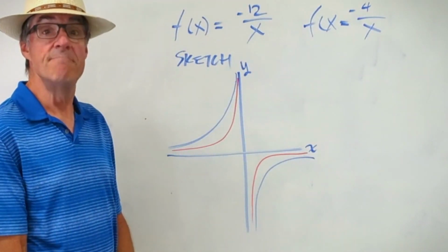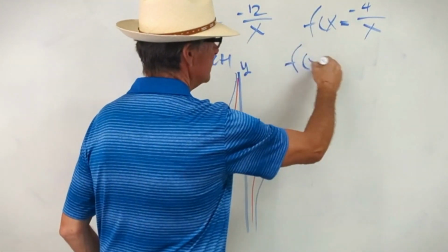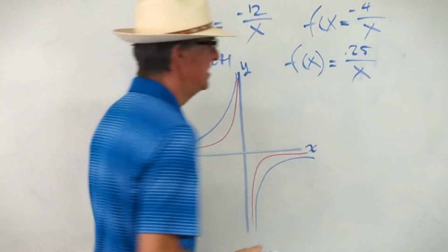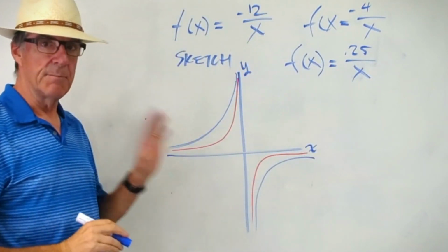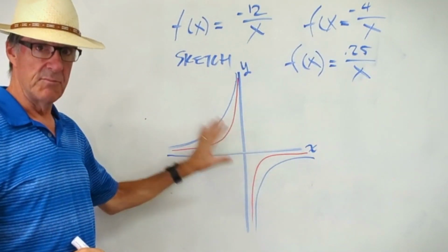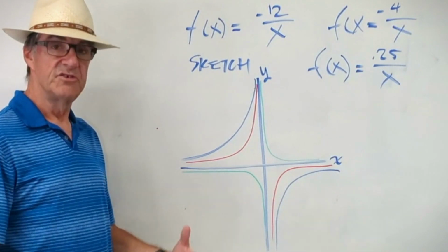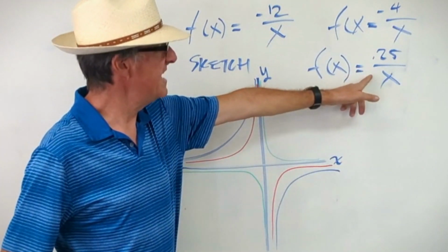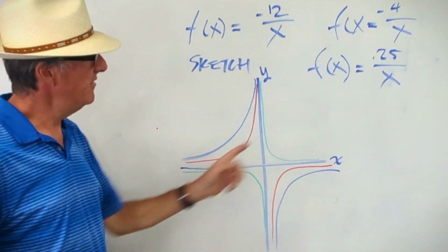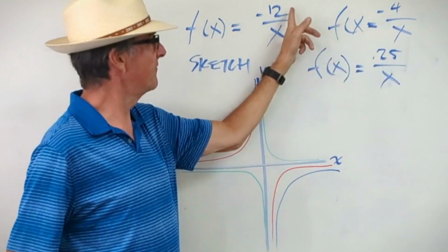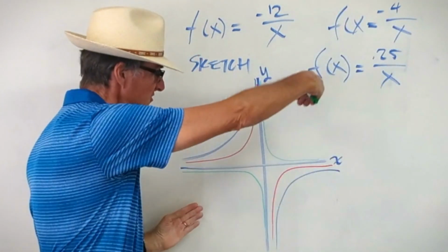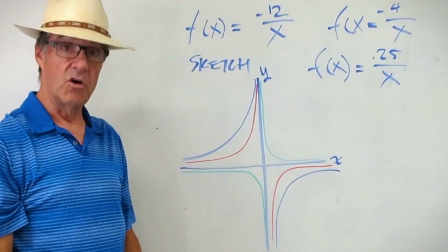All right, let's do one more. Let's do f of x equals 0.25 over x. Now, before you do that, make a prediction for what that graph is going to look like with respect to this setup, the two graphs we already have. Okay, so the prediction was, since we don't have a negative, it's going to go back in quadrants 1 and 3, like our first example, and then this number got smaller. Remember, we went from negative 12 to negative 4. Now we went to negative 1/4. So again, the curve is going to get closer and closer to the origin.